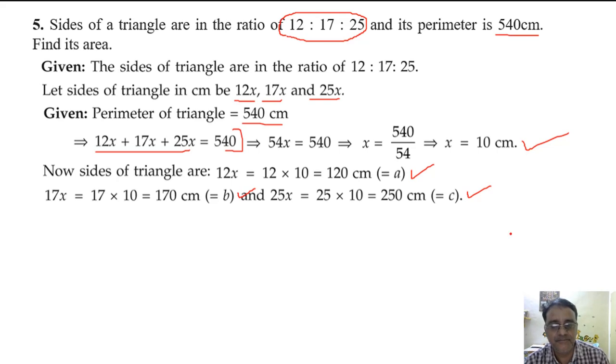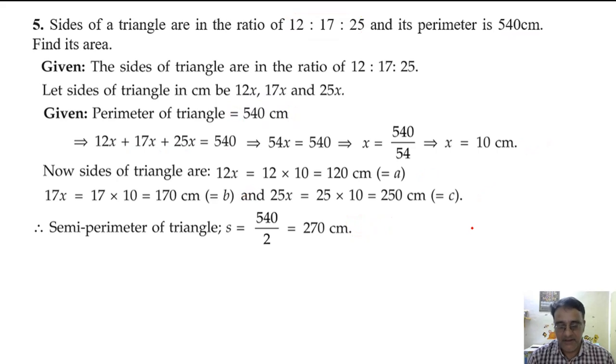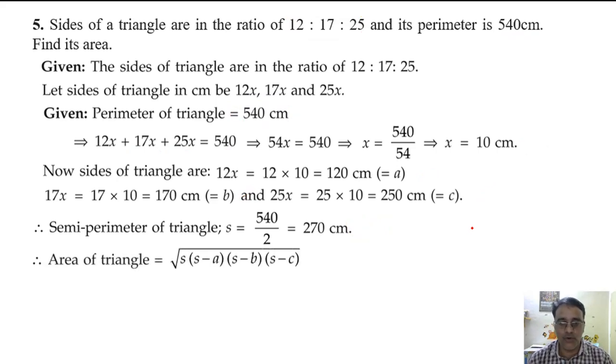Semi-perimeter. Perimeter is given, 270 centimeters. So after finding the semi-perimeter, we will write the formula, right? Heron's formula, that is root over s into s minus a into s minus b into s minus c. Now substitute all the values.